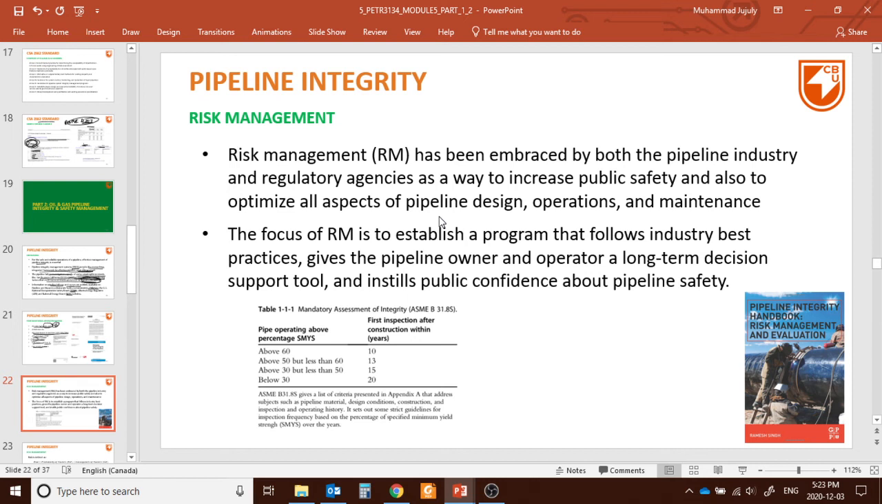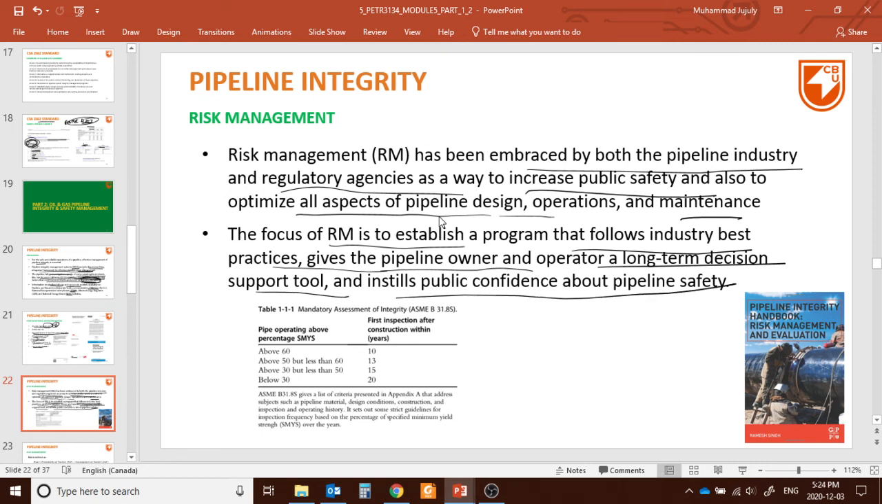Risk management has been embraced by both the pipeline industry and the regulatory agencies. Why? It is a way to increase public safety, and also optimize all aspects of pipeline design, operation, and maintenance. The focus of risk management is to establish a program that follows the industry's best practices, and it gives the pipeline owner and operator a long-term decision-making tool, and that instills public confidence about pipeline safety, which is very, very important. The general people have to know that the pipeline is a safe mode to transport oil and gas.